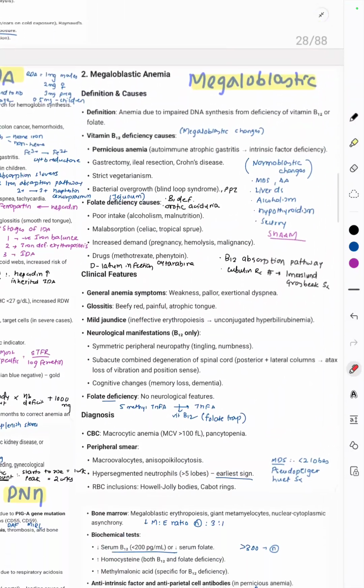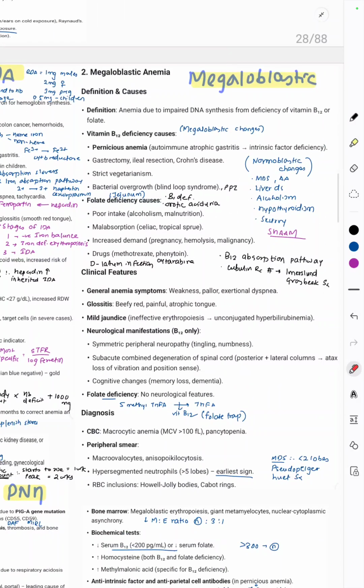Then the next is megaloblastic anemia. In megaloblastic anemia, there is a deficiency of vitamin B12, and that will lead to impaired DNA synthesis. The causes of vitamin B12 deficiency, that is megaloblastic changes, will be pernicious anemia, which is an autoimmune disorder, then gastrectomy, ileal resection (in Crohn's disease, the ileum is affected), strict vegetarian diet, and bacterial overgrowth syndrome, that is blind loop syndrome.